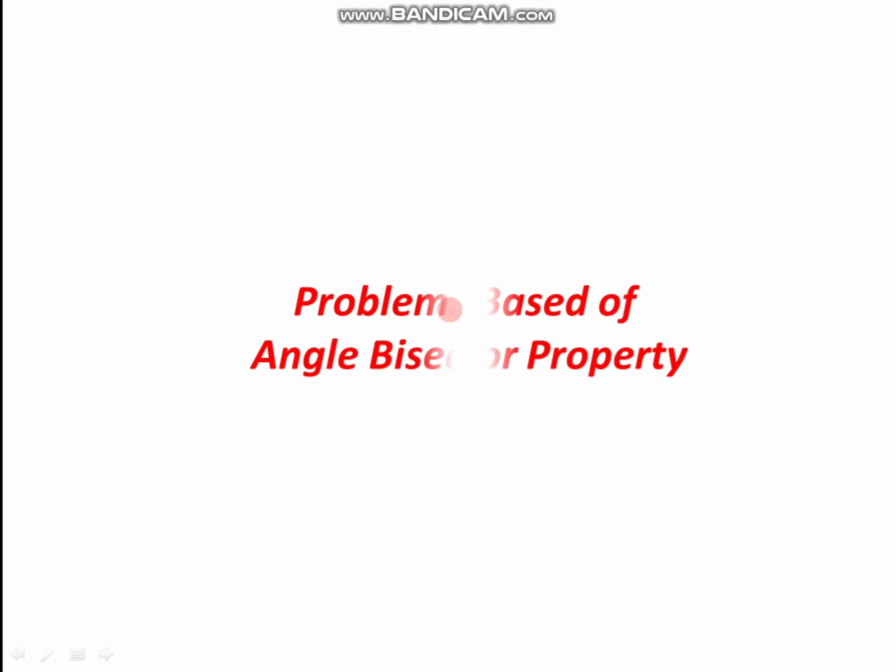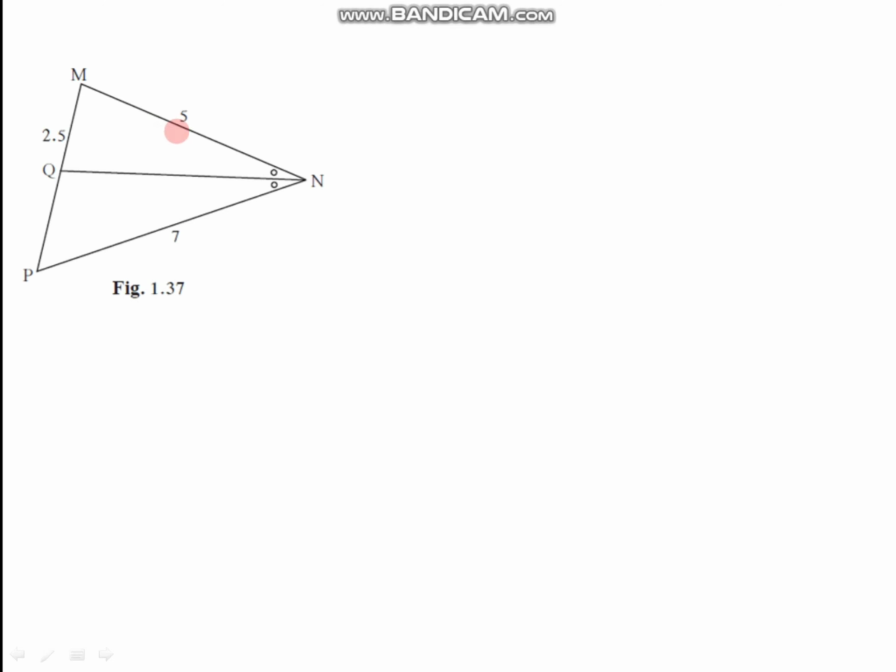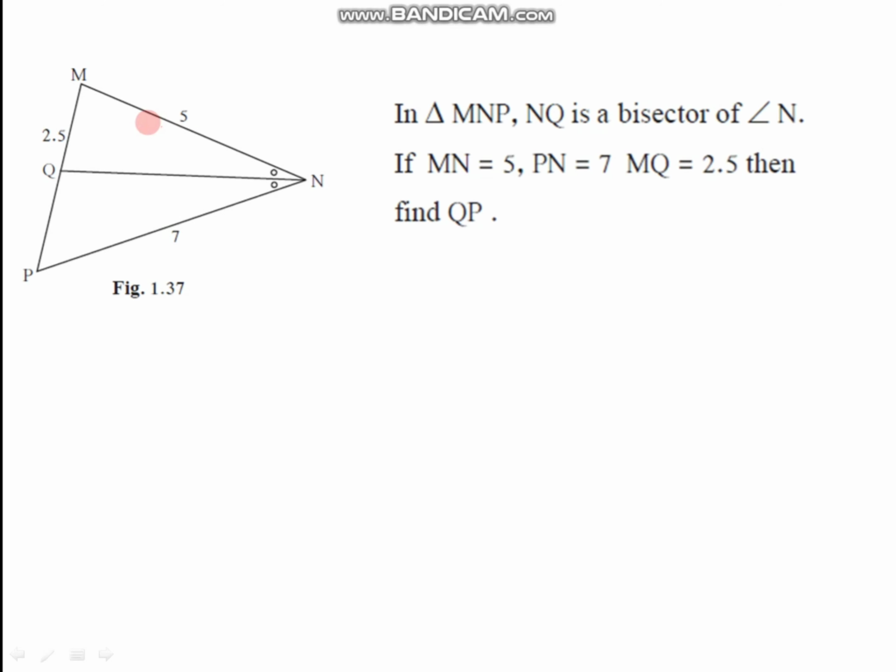Hello students, let us solve some examples based on angle bisector property. First question is based on this diagram given. In the diagram, triangle MNP is given where NQ is the angle bisector of angle N. If MN is 5, PN is 7, MQ is 2.5, then find QP. Here in this problem we have to find the length of segment QP.